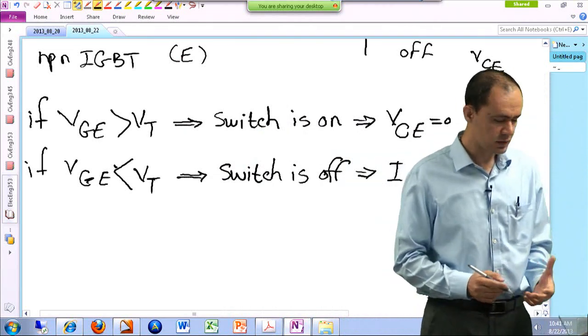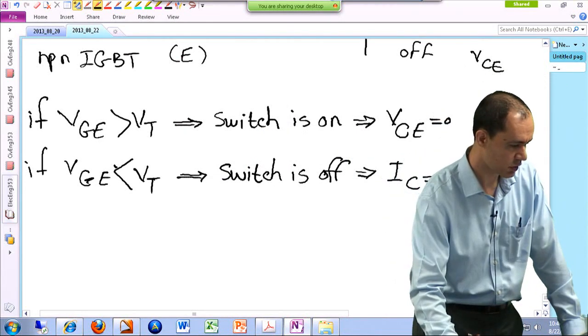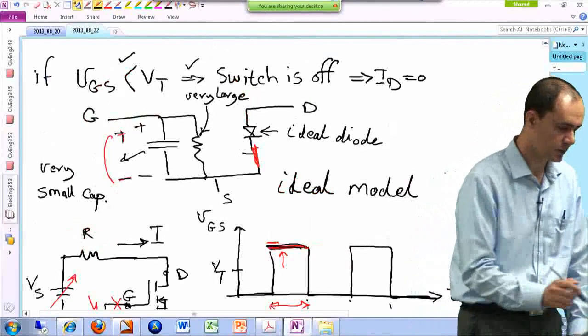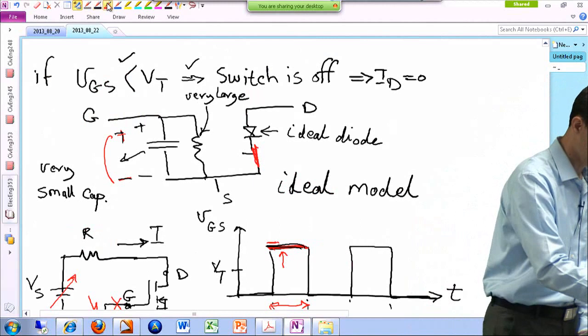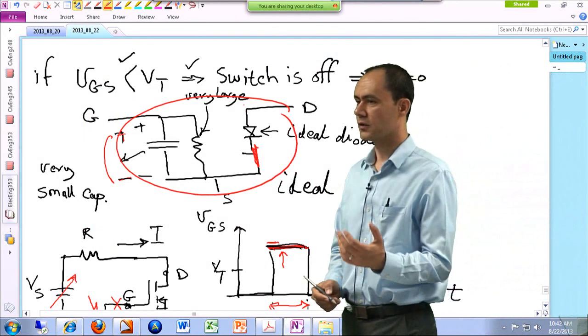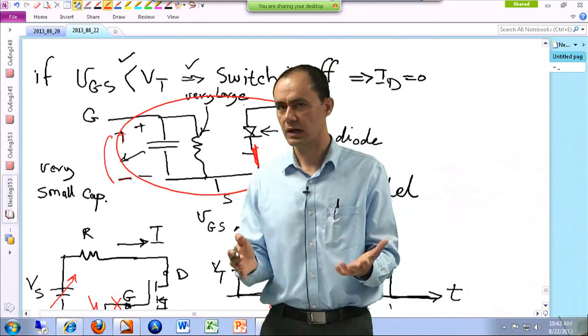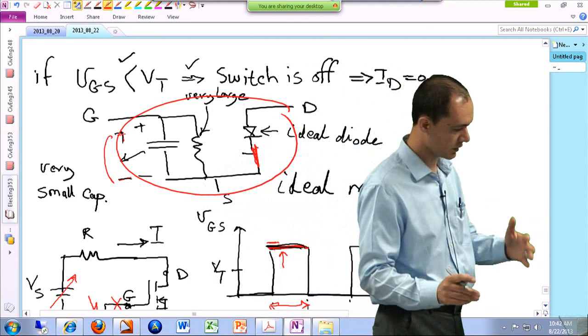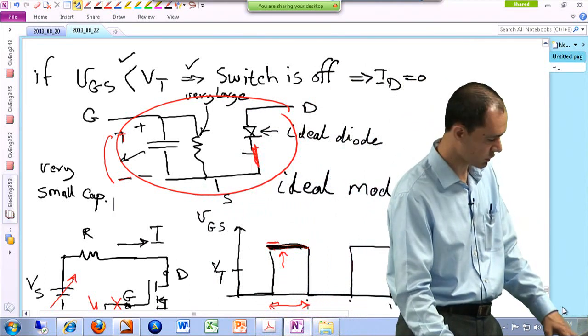If you look at the model, it's almost like the model of a MOSFET. I'm not going to draw it. It's basically the model that you can assume for the component is pretty much similar to the model that we had for a MOSFET. From gate to emitter, we have a cap. If you charge it, the device is on. If you discharge that cap to 0 or some little negative voltage, it turns off.